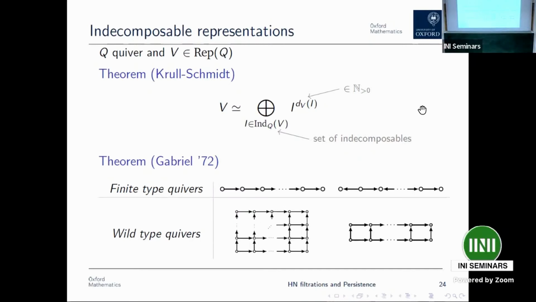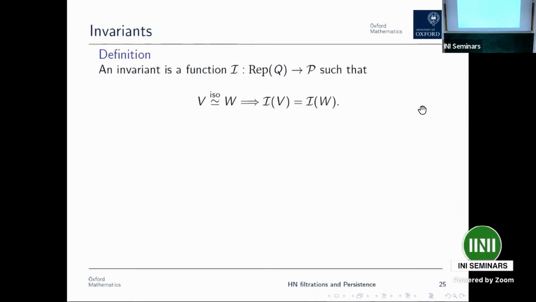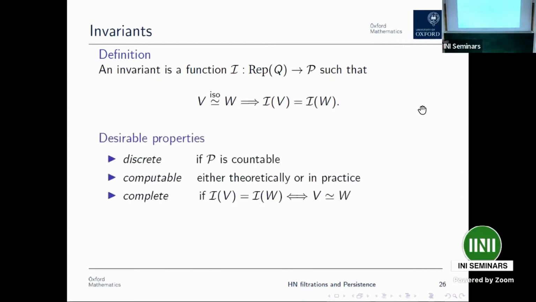So what we want to do instead is to find invariants which are not necessarily complete. So for us, an invariant will be, you can imagine that Q is this grid quiver, and we want an invariant, so an isomorphism invariant. And obviously we want this invariant to be discrete because we want to put it in our computer. We want to be able to compute it, and we want it to be informative, meaning that it can distinguish big classes of representations.